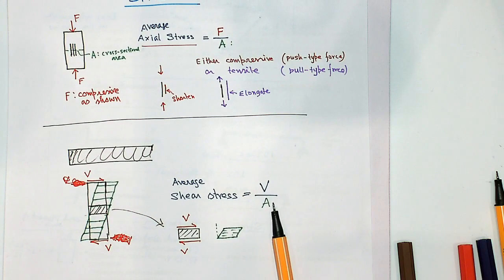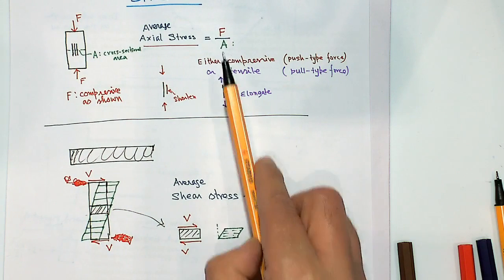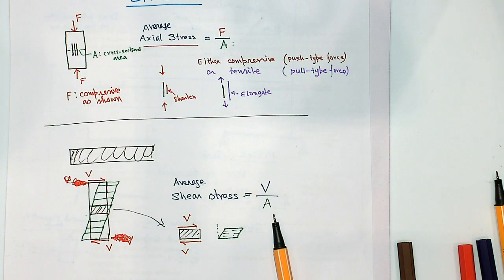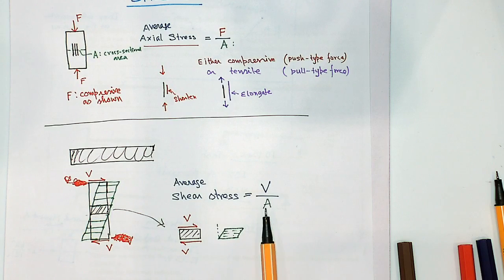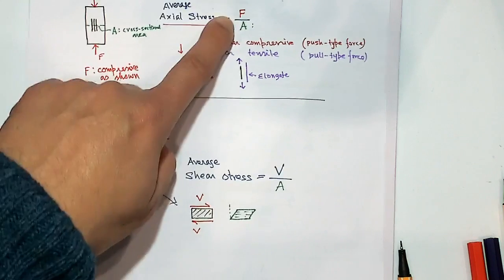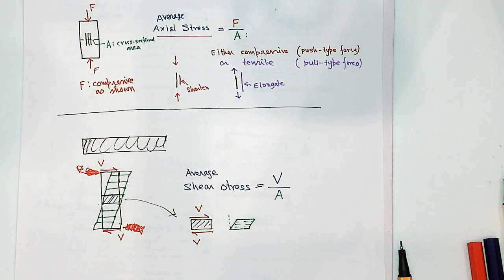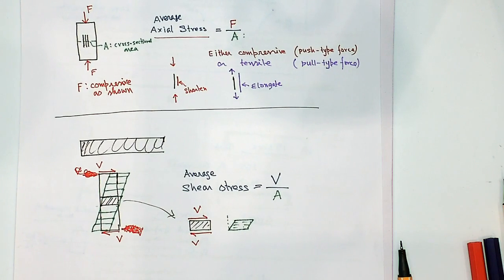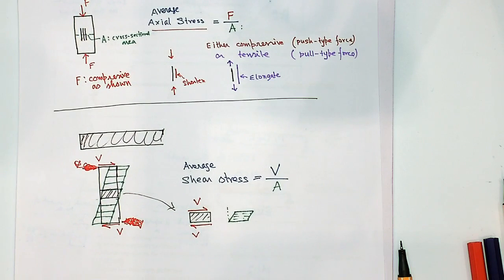Now, in terms of the expression, it's exactly the same: F over A and V over A. V is the shear force, A is the cross-sectional area. So average shear stress is V over A. In terms of the distribution, it's slightly different, and you will learn that in your second year. But in terms of the expression, exactly like this, the shear stress is V over A.